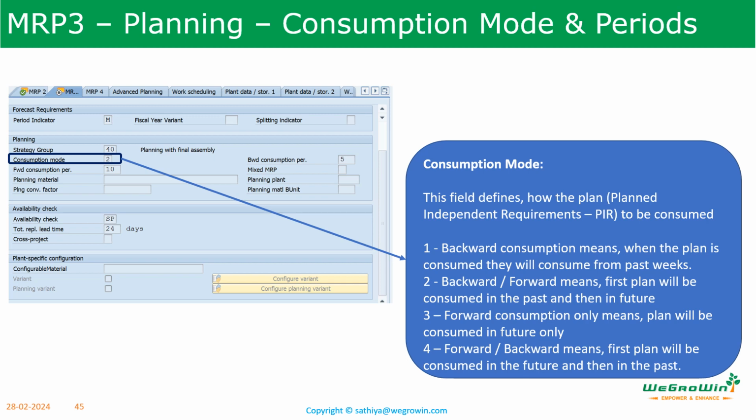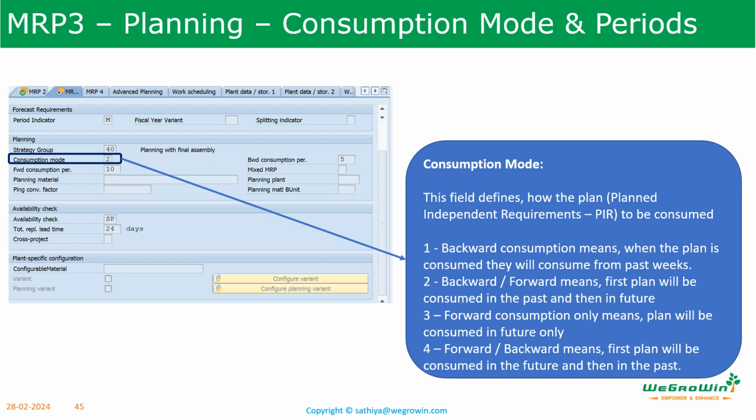So the consumption mode defines how the PIR has to be consumed. I mean what direction it has to be consumed. If you maintain the parameter 1, then the PIR will be consumed in the backward direction, and if 2, it will consume in backward and then in forward direction. I mean it will act in both the directions, but first it will consume backward and then go forward. If you maintain 3, it will be consumed in forward consumption. If it is 4, first it will consume in the forward direction, then backward direction.